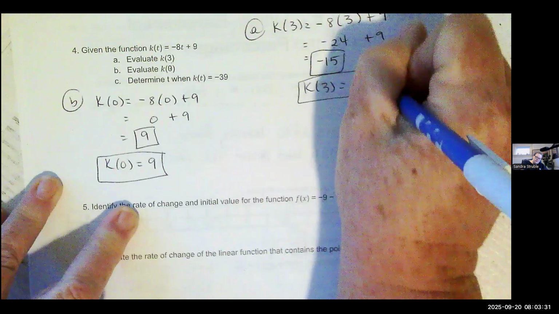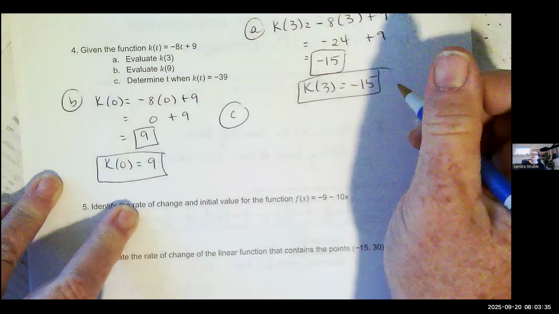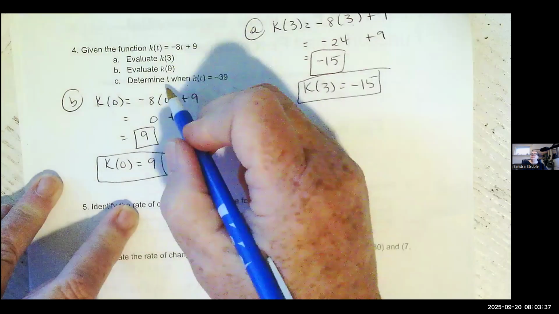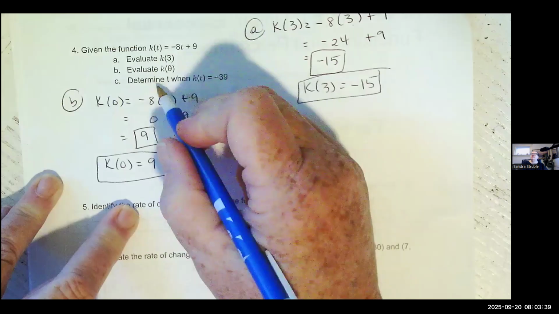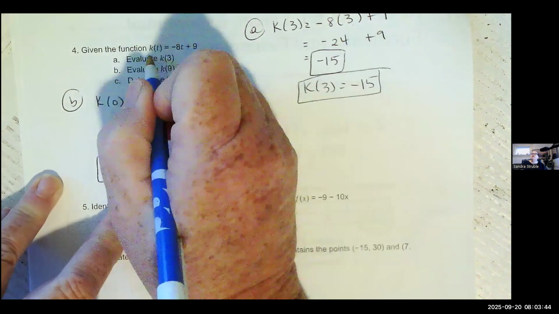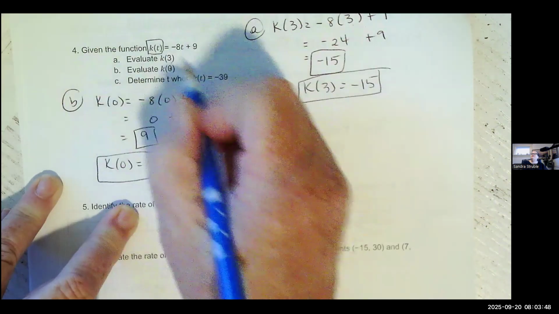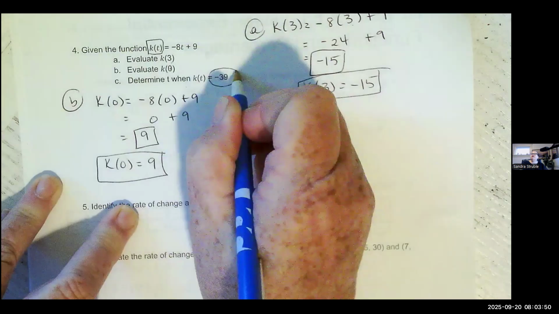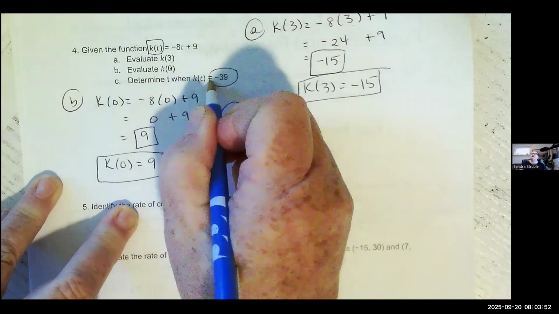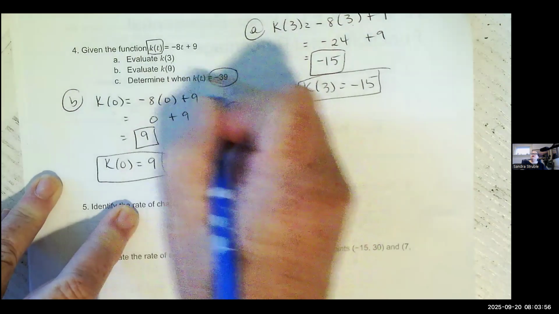All right, last one, C. Determine t. So we're going to be solving on this one. Anytime we're looking for t, we're solving. It's like looking for x. When k of t is -39. So here's k of t right here. All we're doing is substituting -39 because they're saying k of t is equal to -39. So I'm just going to substitute -39 in for k of t.